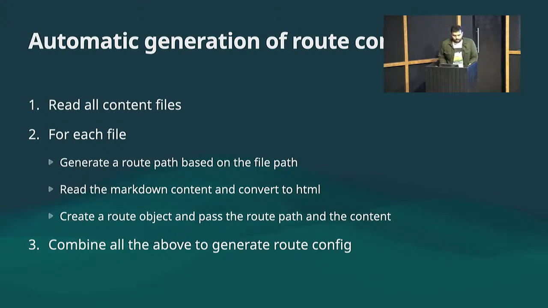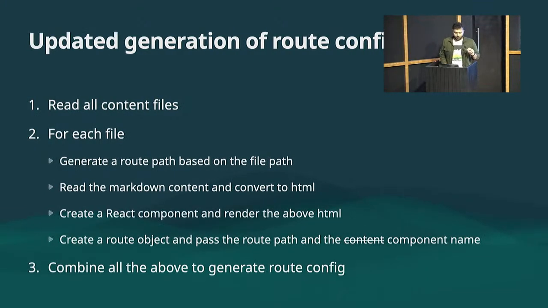We basically updated our automated route config generator. If you see, this was the old one where, if you notice, 2.2, we were reading the markdown and converting it to HTML, and we were just returning that in the route object. But now we decided to take that HTML and inject that into a React component itself, and just pass the component name back in the routes config. So that way, whenever we are rendering a page, we'll just render a component instead.